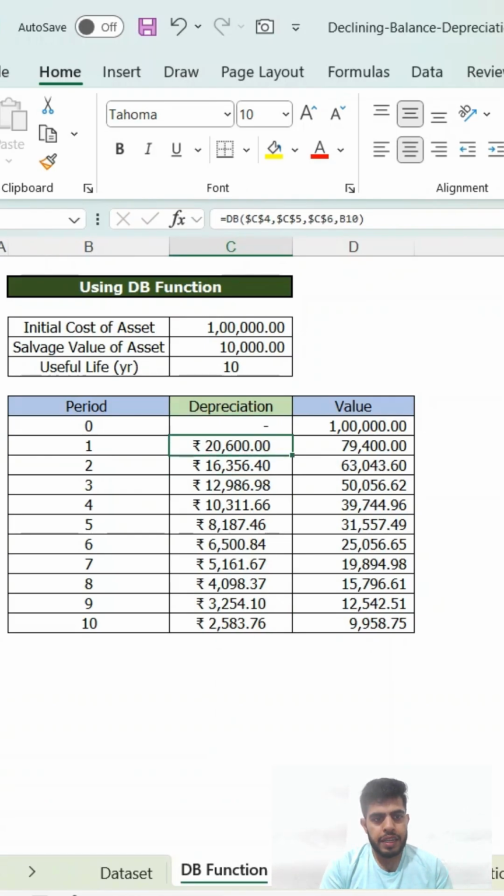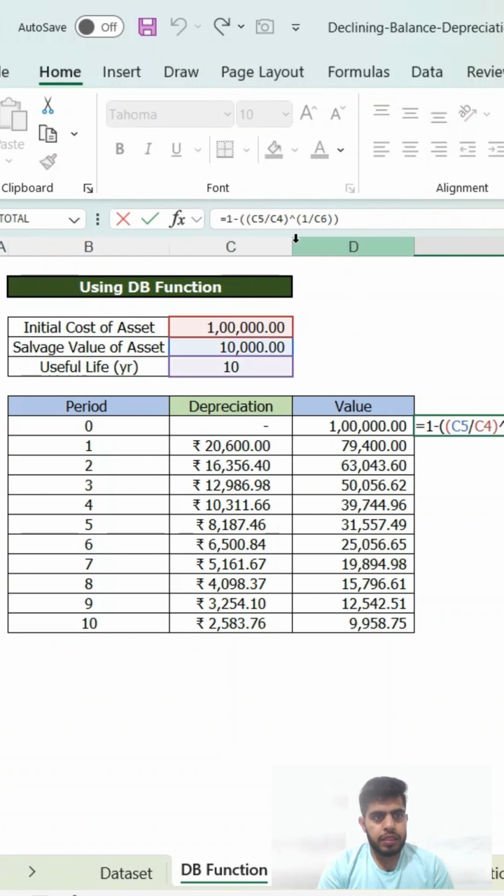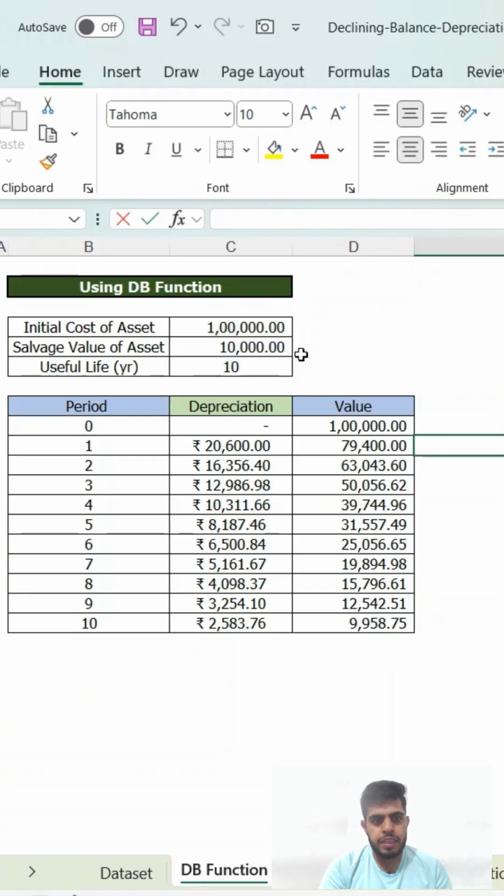One interesting fact is how this formula computes this depreciation as 20.6k. Here is the trick. It is actually using this formula: 1 minus (salvage value divided by cost) raised to the power 1 divided by the life of the asset, and it is taking the depreciation rate as this. So if we try to compute this by multiplying by this rate, we get almost the same result. So this is all about the DB formula.